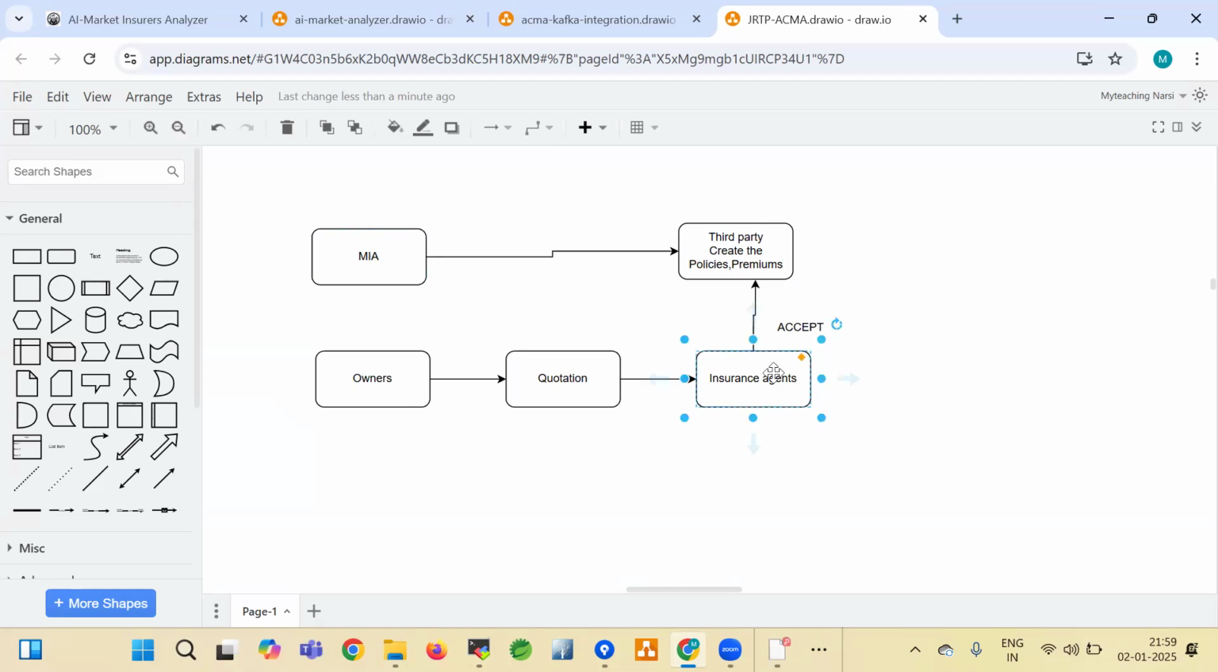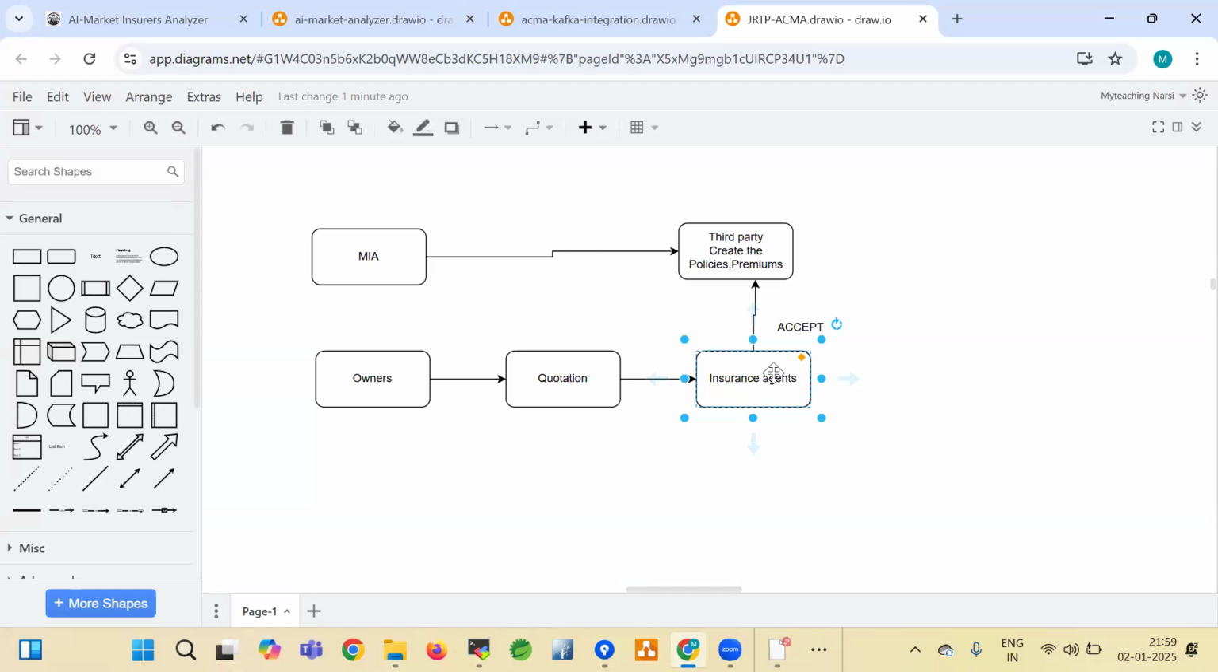So right now, what is happening? Agents have to go to the market and then find out the quotations. But our MIA is doing what? Hey, agent, you don't need to worry about it. Sit and relax. I will give you the quotations. You just review it and then accept it or maybe reject it, whatever you want. You just relax. I can provide that.